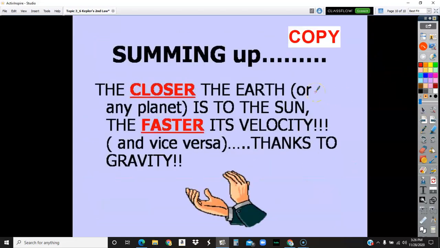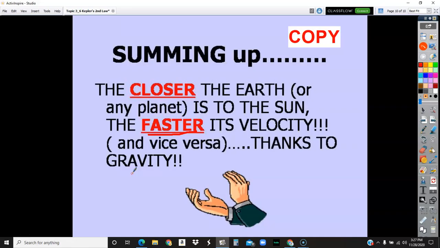So Kepler says every month we have to cover the same amount of area, but really the law in more simple terms is the closer a planet is, Earth or any other planet, Mars, to the sun, the faster, the greater its velocity due to gravity. And the further a planet is from the sun, the slower its velocity, again, due to less gravitational pull. There is a way you can actually check this.